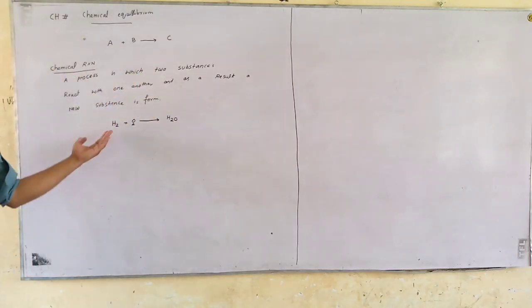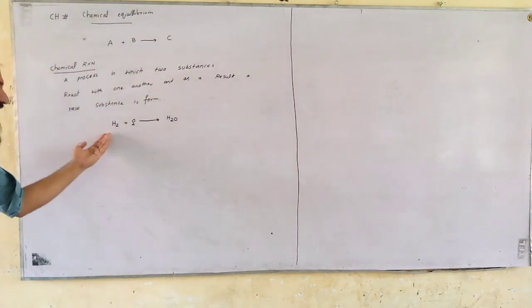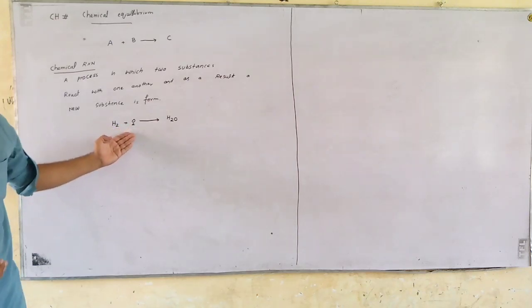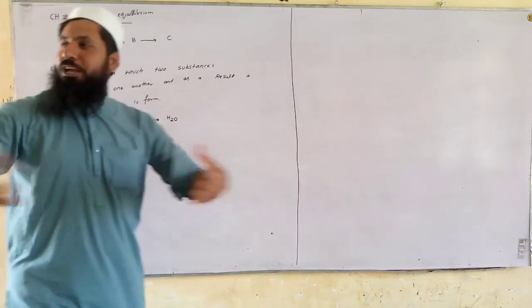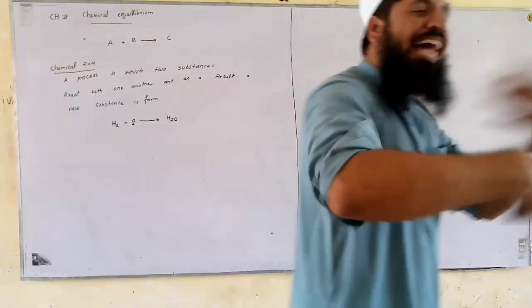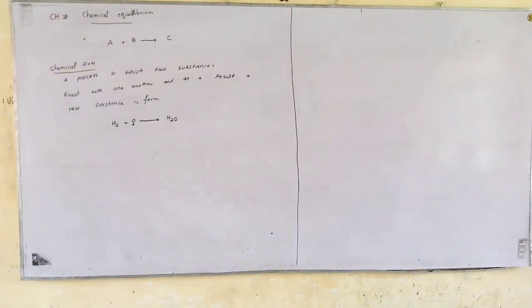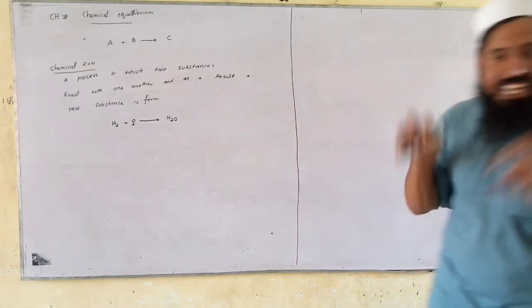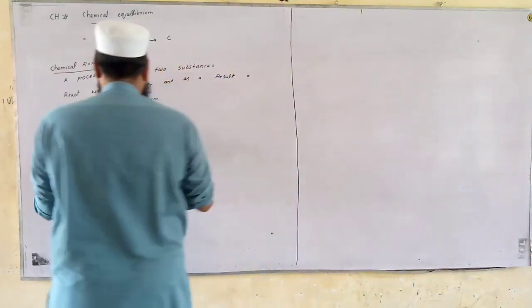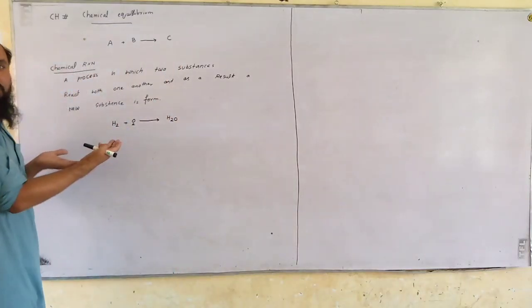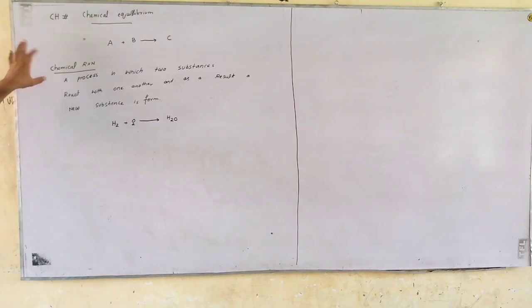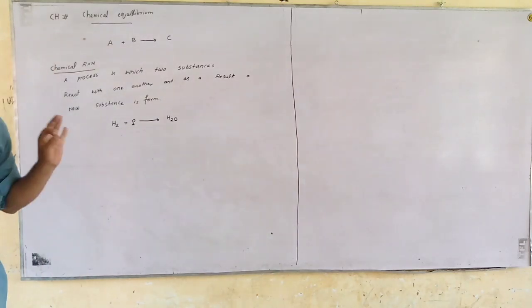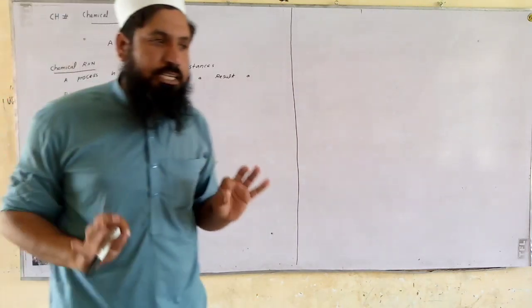Is there water here? No. There is a hydrogen gas and there is an oxygen gas. But when both react with one another, as a result we get a new substance, a liquid, which is completely changed from the reactants. So that is what a chemical reaction is all about.